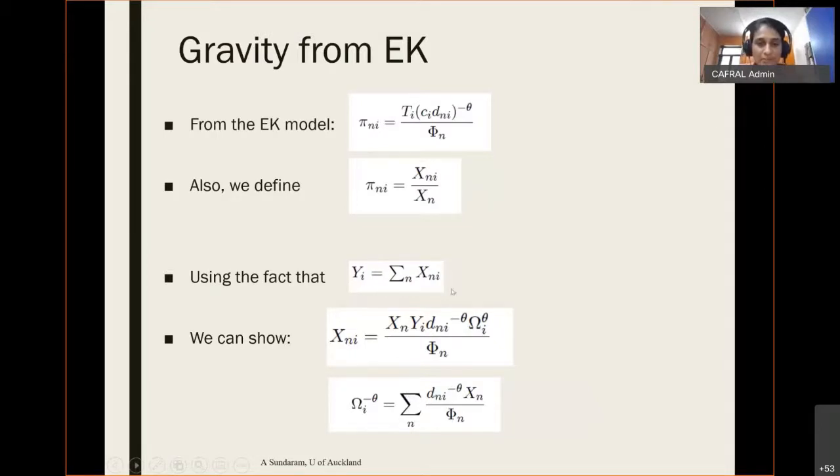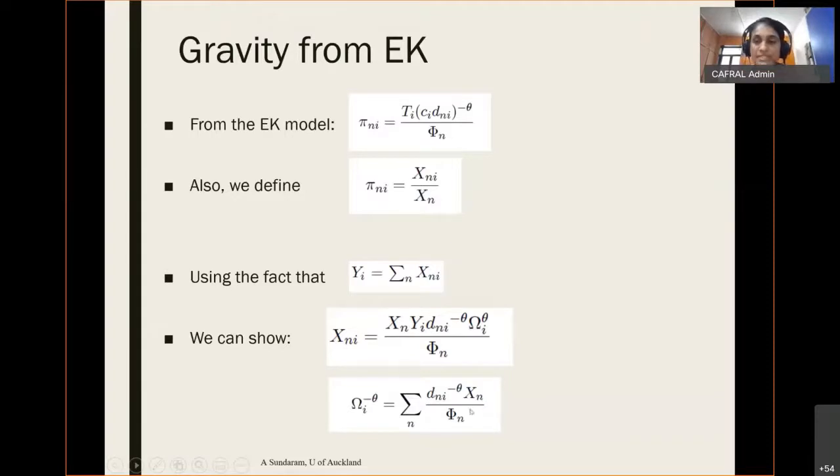If we use that particular expression, then what we can show with some algebraic manipulation is that X_NI, which you can interpret as trade flows between country N and country I, because this is simply imports by N from I, right? And that's a function of X_N, which is total GDP or production in country N, Y_I, which is total income or GDP really of country I, the distance between the two raised to the power negative theta, and then this omega I to the power theta, divided by phi of N. And omega I to the power negative theta, and you can add a theta to that, is defined as the sum of this expression after the summation sign.